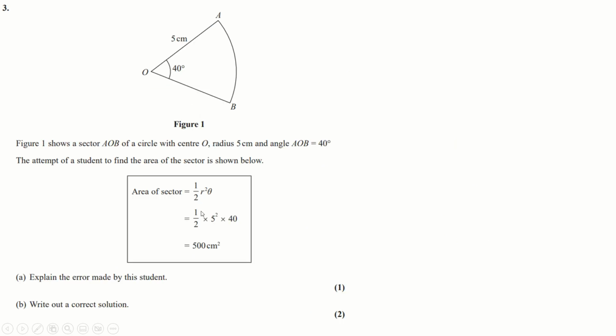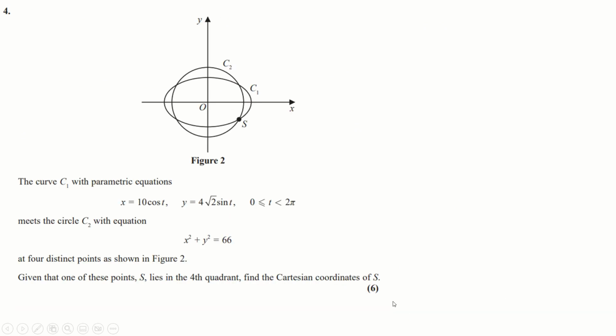Here then, this formula here only works for radians. Of course, it doesn't work for degrees, which is what we've been given. So you could either convert this to radians, or you could just use the formula you learnt in Year 8 for degrees, pi r squared times theta over 360, and you'll get your answer. It doesn't really matter how you do it.